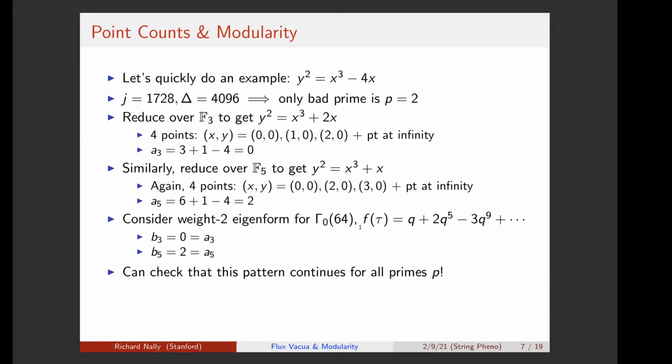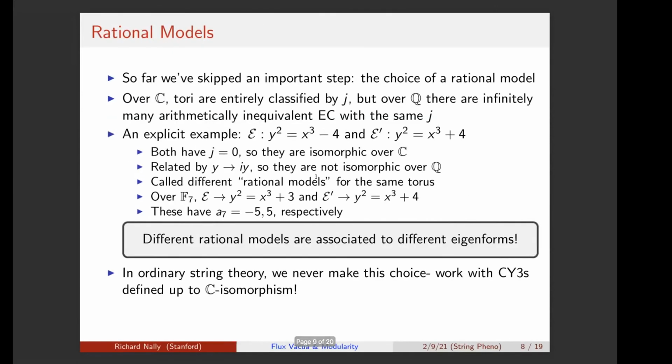So if you have a weight 2 eigenform, there is a particular modular form, which is q plus 2q to the 5th minus 3q to the 9th, and so on. And it has a3 equals 0, a5 equals 2, which match the point counts we just did. So you can check that this pattern continues. That is, for every prime p, there is this modular form, and the Fourier coefficient a_p matches the point count coefficient you get from the elliptic curve. And so that's how we compute rational models.